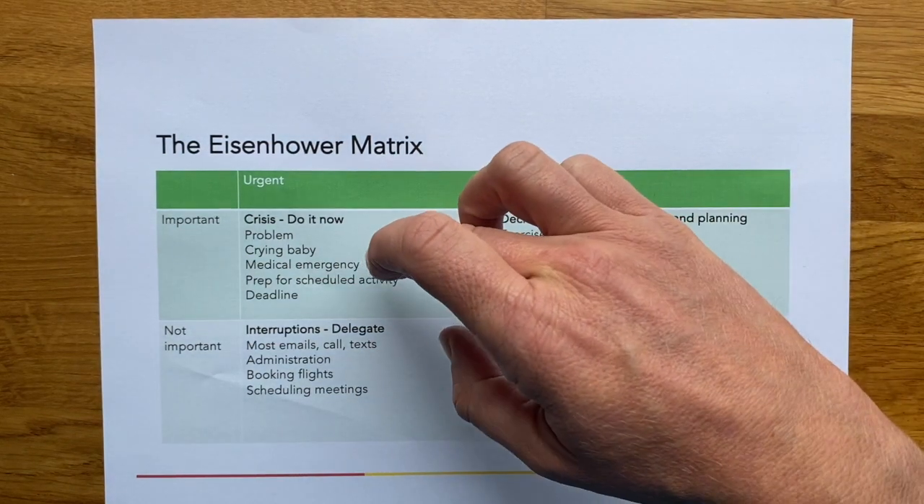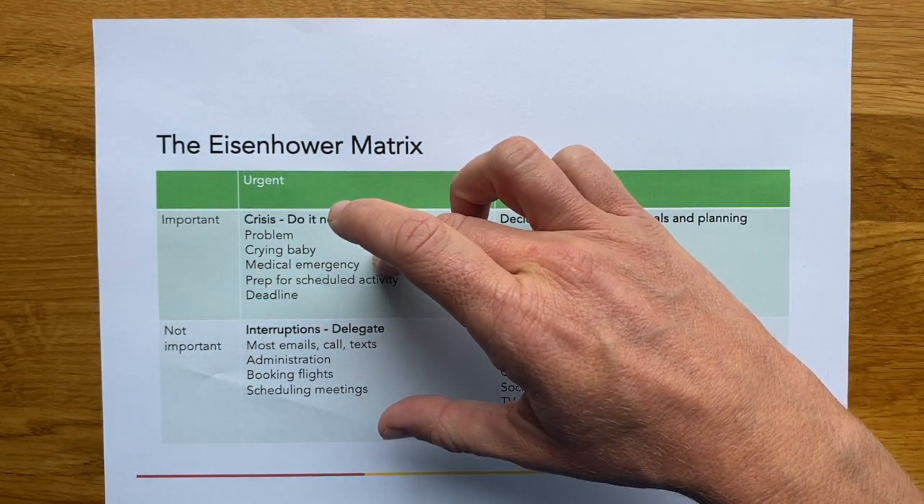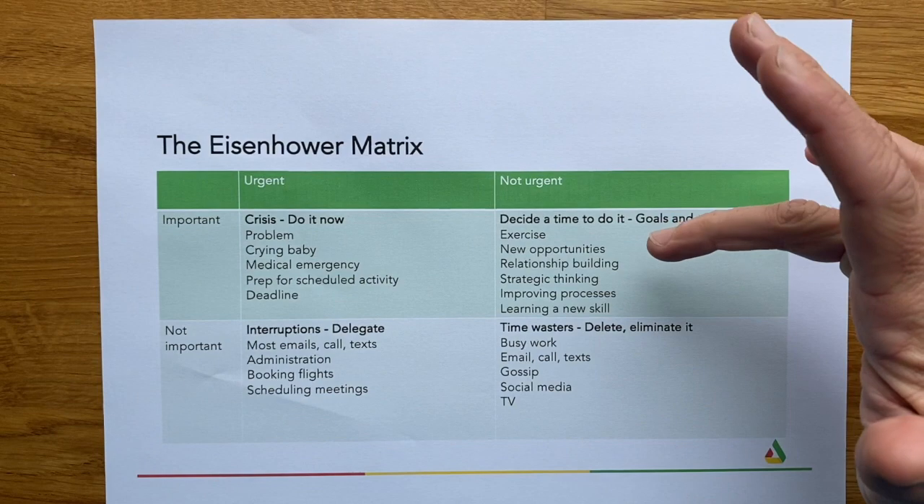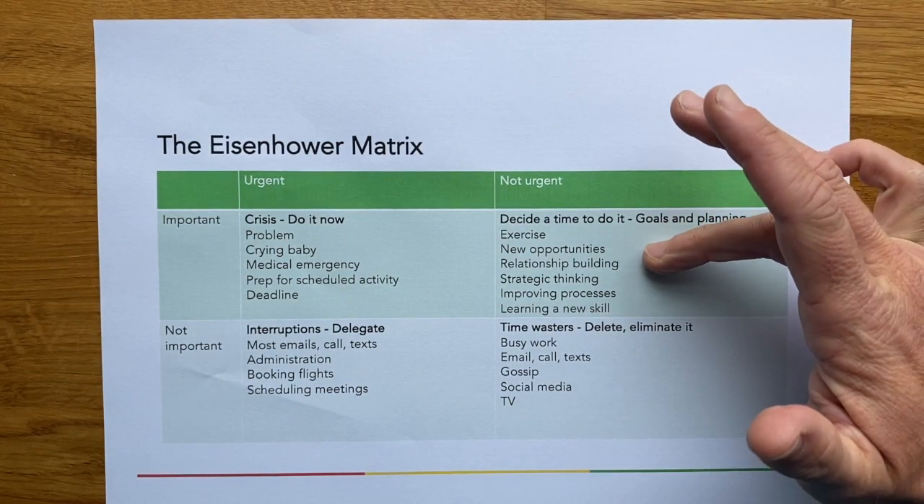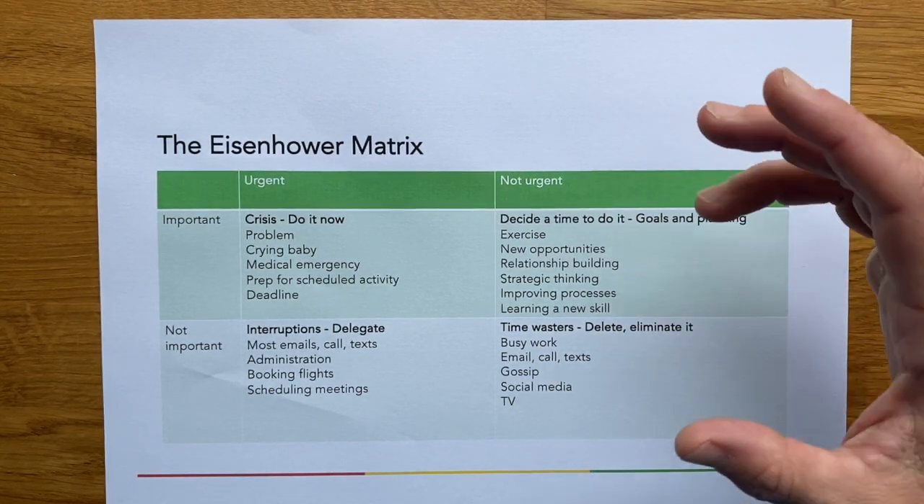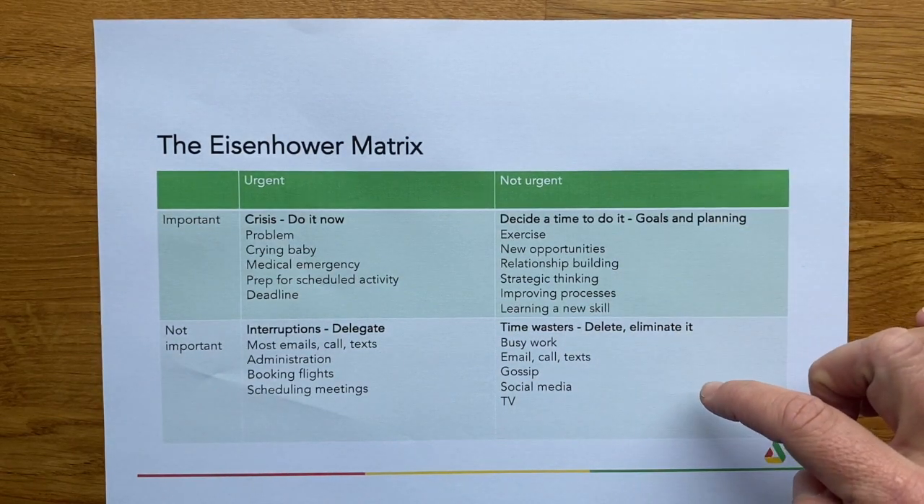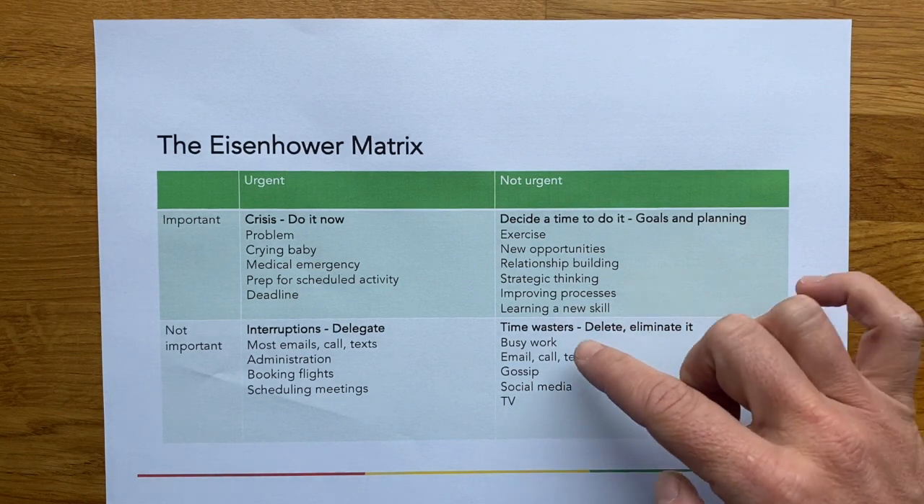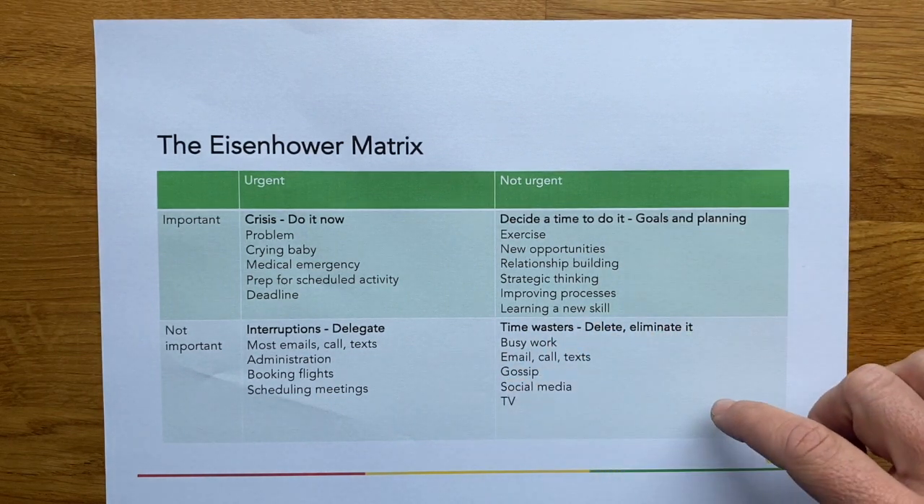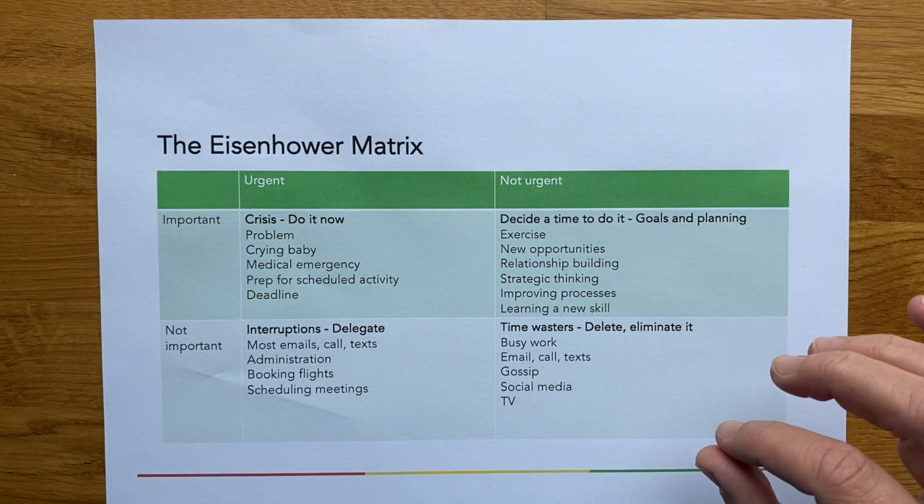So it breaks things up into urgent, important; urgent, not important; not urgent, important; and not urgent, not important. So it enables you to eliminate anything that's in this area here. So how do you understand what's important?